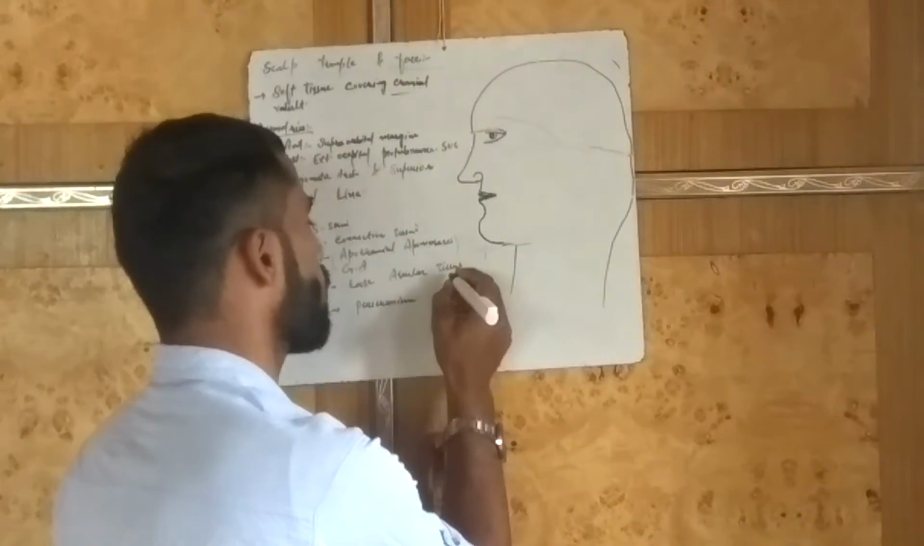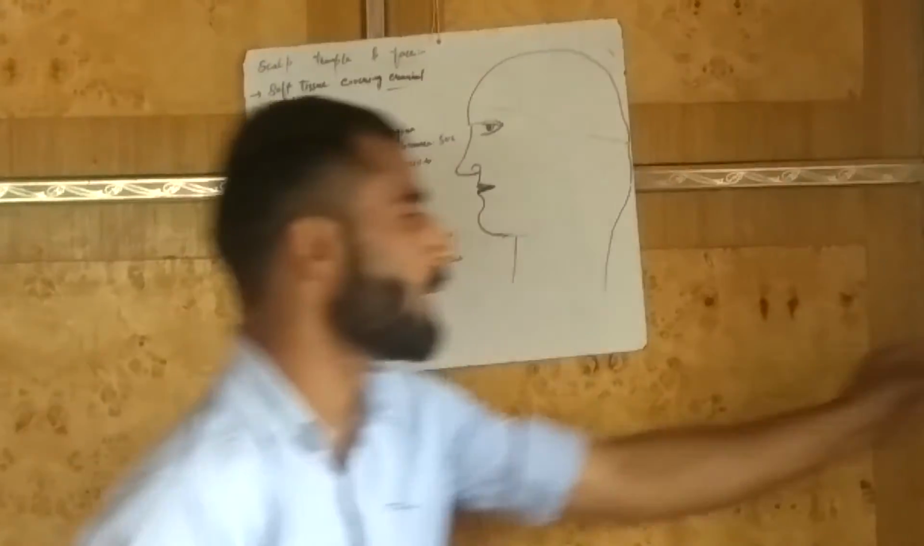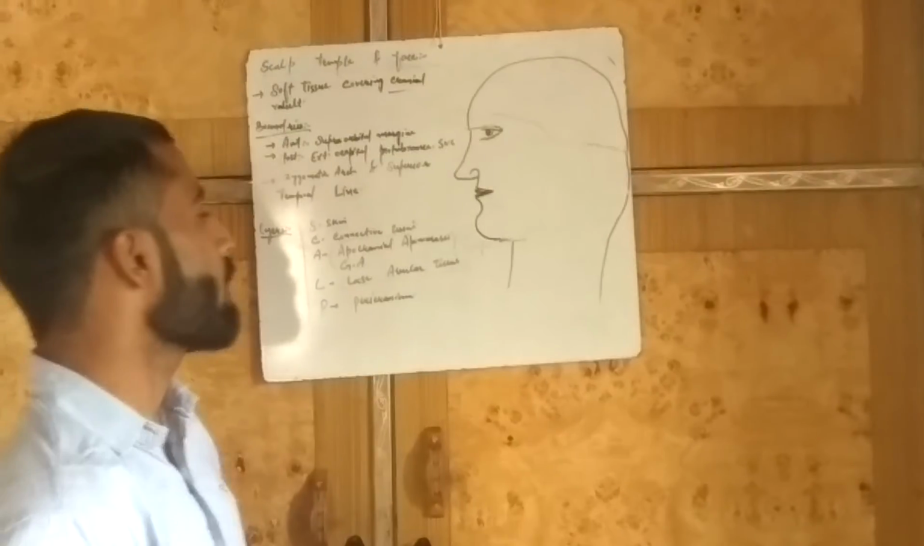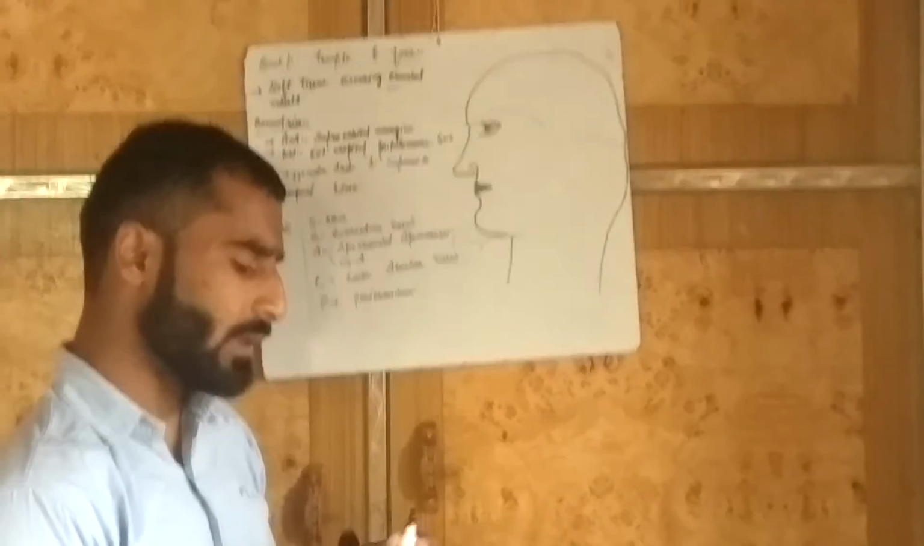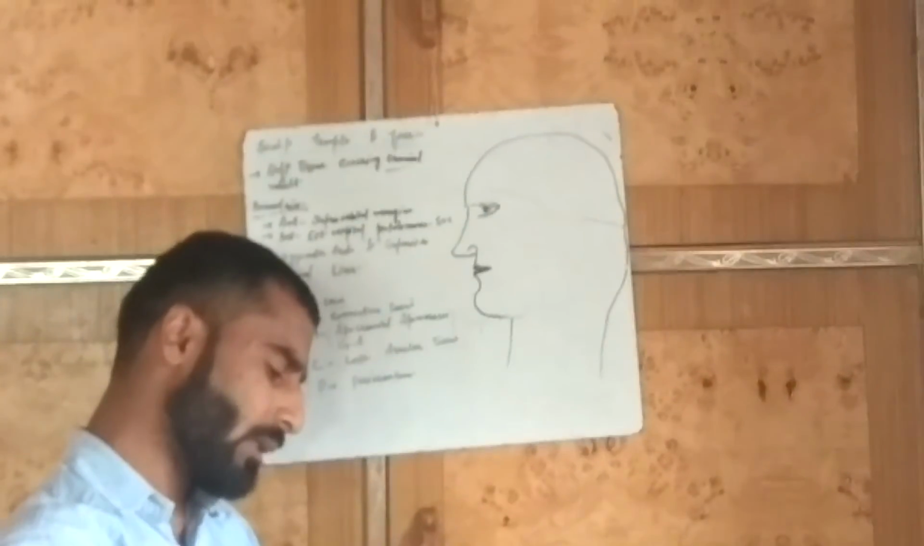So this should be noted. The loose areolar tissue is considered the most dangerous part of the scalp. Why? Because any infection, pathogen, or pus in the loose areolar tissue is easily communicable to the inside of the skull.